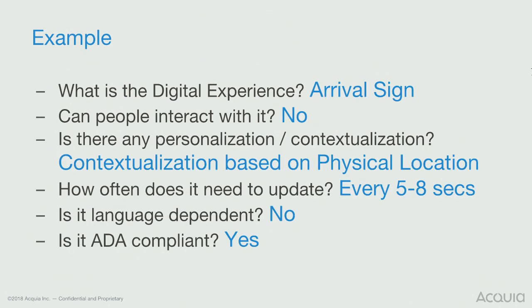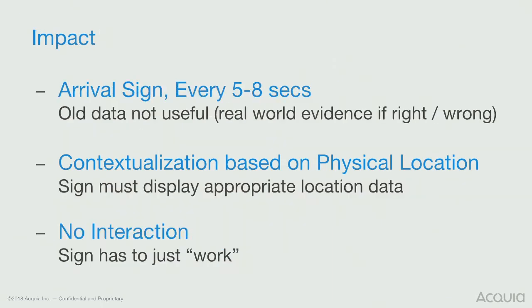Back to our transit example, we're talking about an arrival sign that people can't interact with, thank God. Is there any personalization or contextualization? In this case, yes, the contextualization is based on physical location. So if I'm walking into a train station, I probably would like to see arrivals for the station that I'm in, not Times Square. It's just kind of common sense. We know that sign needs to get an update every couple of seconds. It's not language dependent, although it could be. It absolutely has to be ADA compliant because it's a government agency.